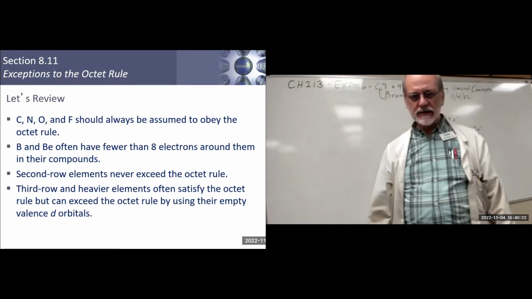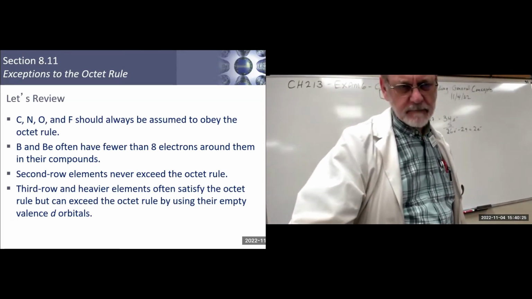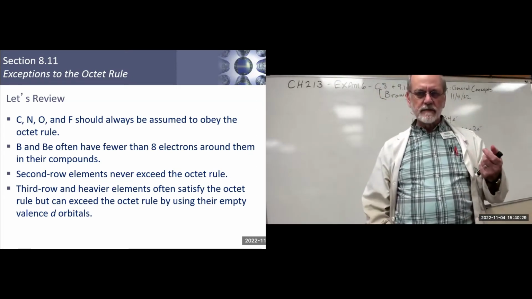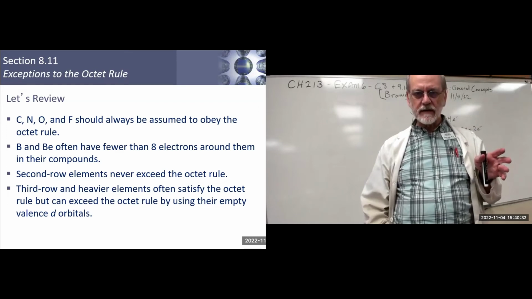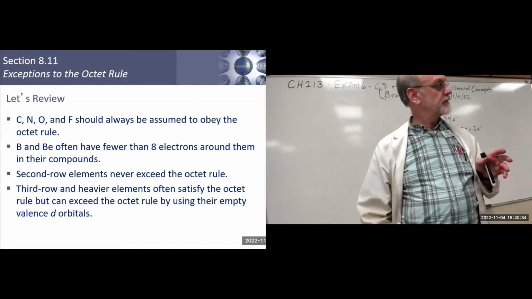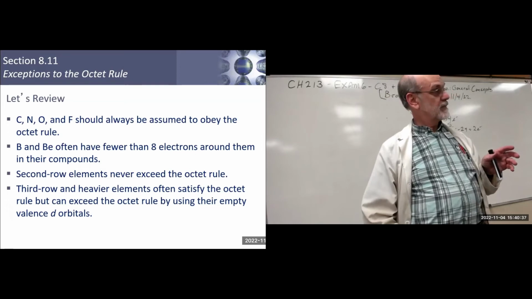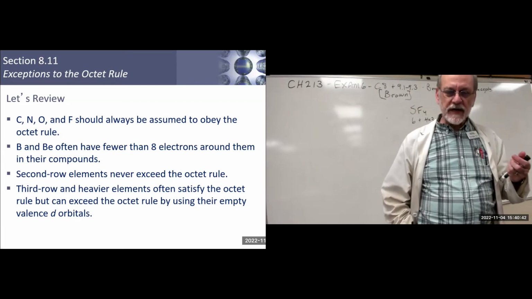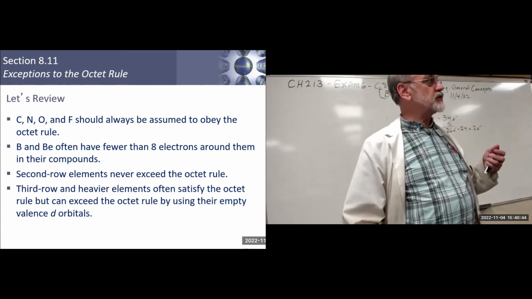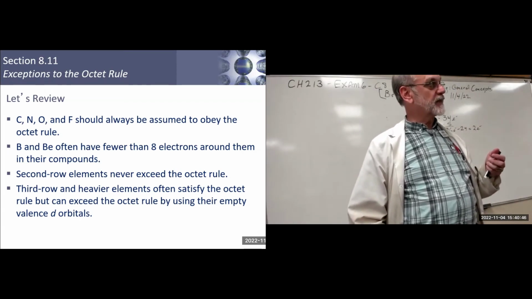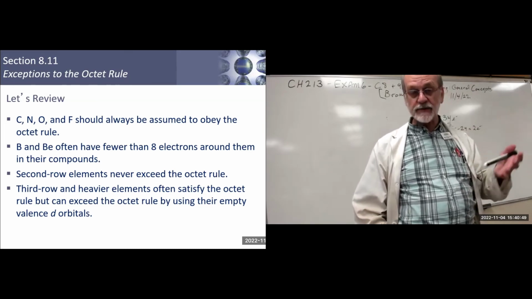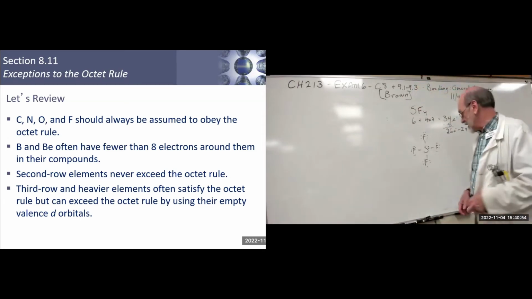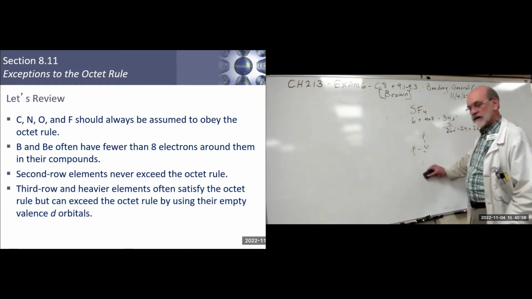Now, this is just review. Second row elements never exceed the octet rule. That is, second period elements. Third period elements, sometimes they do exceed the octet. Sulfur, phosphorus, we've had examples of those. How do we explain that? Well, the explanation involves d orbitals.